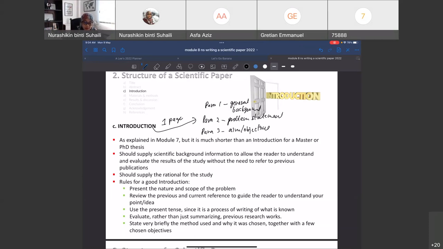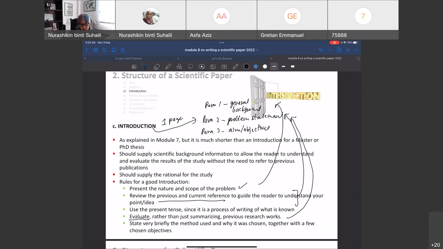Okay, a good introduction presents the nature and scope of the problem, which is actually this one. Review the previous and current references. Right, this one is actually the problem statement. Use the present tense. Evaluate rather than just summarizing. So when you state the previous works, you are trying to compare. You should come up with your own stance, your own opinion. What are all the previous works about? What are the limitations? That is your judgment, your evaluation. So this should be in the problem statement as well.